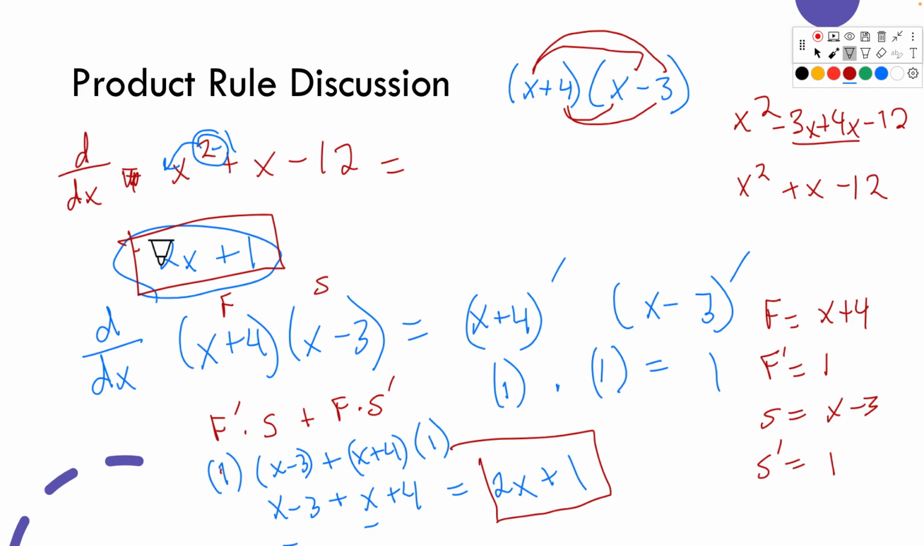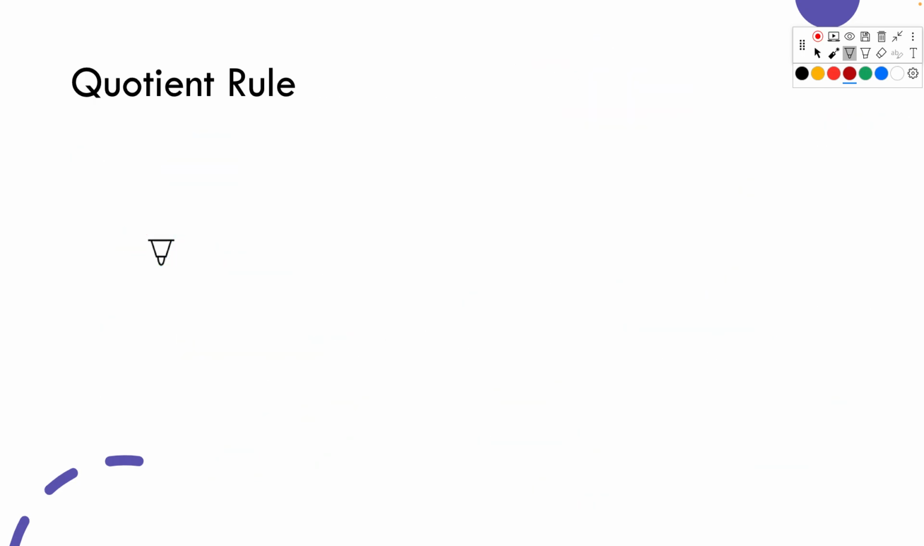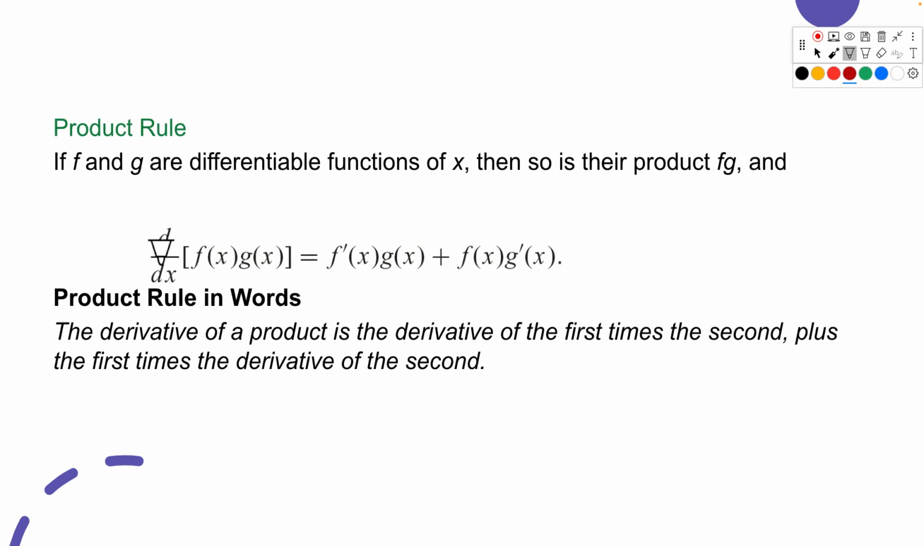Notice we didn't do anything new as far as when we took the derivative over here. This is just take the exponent down, subtract 1. It's just we've got to organize it correctly. Quotient rule, I'm going to skip that for now.